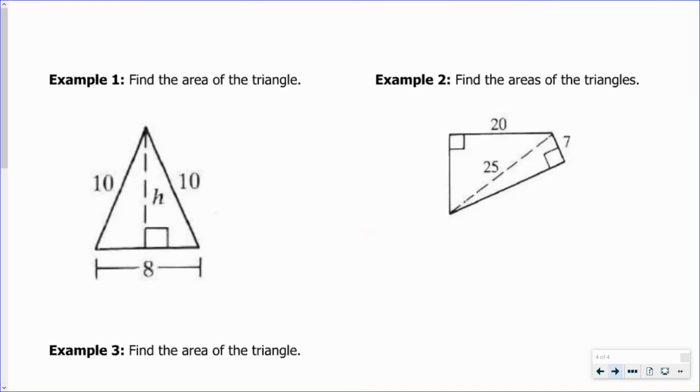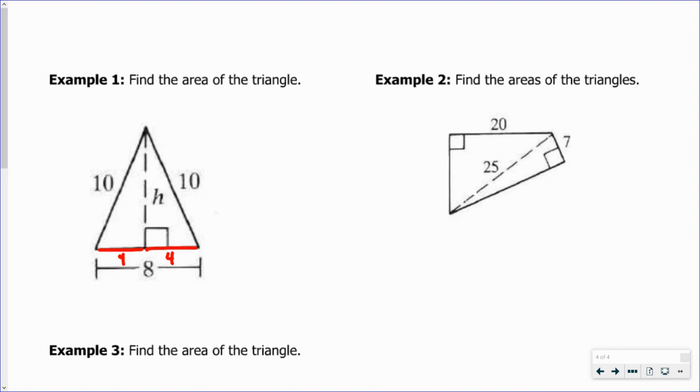Let's go ahead and look at a couple of examples just to make sure that we know what's going on here. Example number 1 says find the area of the triangle. This is an acute triangle. The way we can tell is that the two sides, this is isosceles, are 10, and the other side measures 8 units. So again, we're going to need to figure out what the height is. Since this is isosceles, that altitude cuts the base in half, so we can use the Pythagorean theorem to figure out the height.